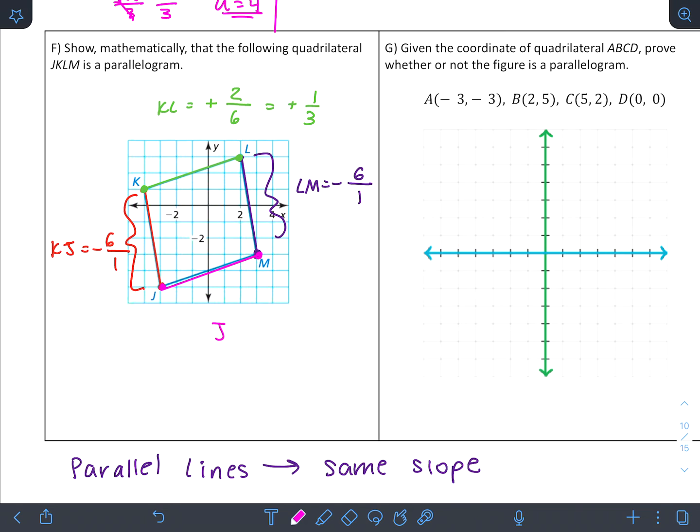So again, JM has a positive slope. It's going up to the right. That's the way you want your bank account to look. The rise, if we compare the vertical distance between those two, would be 2. And the run, if we compare the horizontal distance between those two, would be 6. So again, it reduces to positive 1/3. Therefore, the conclusion is that JKLM is a parallelogram because opposite sides are parallel.